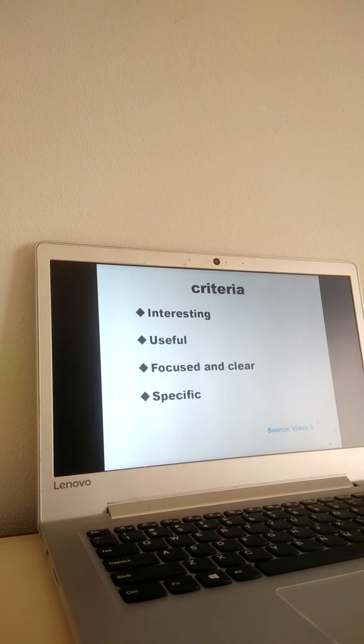And as to the criteria of research questions. The first one is the research questions should be very interesting, can create the reader's interest, and they must be very useful, very significant, and they should be focused on the topic and very clear. Some simple questions, very specific about the relationship between the variables. So that's some qualities of a good research question.